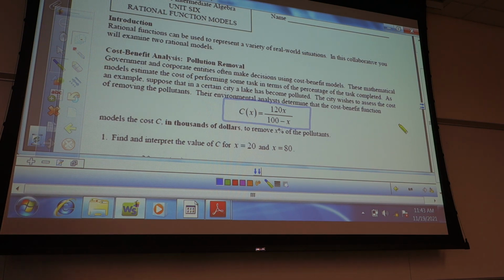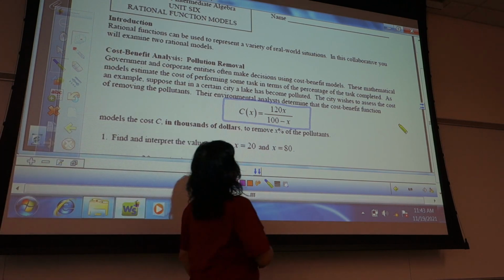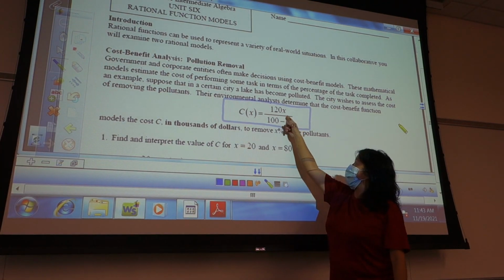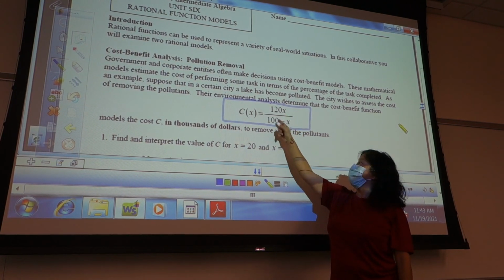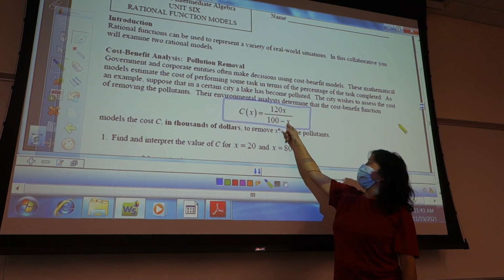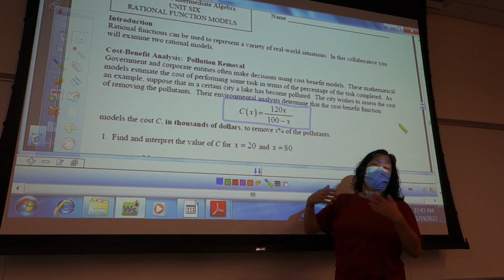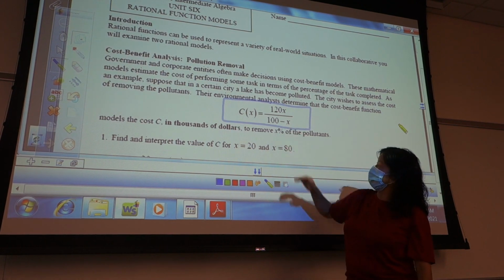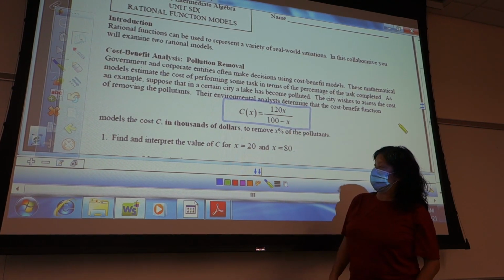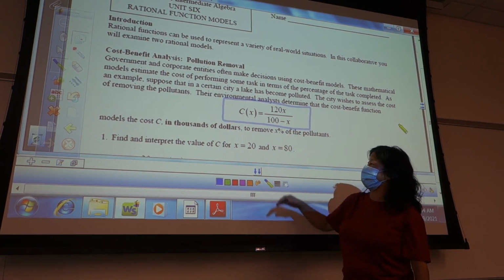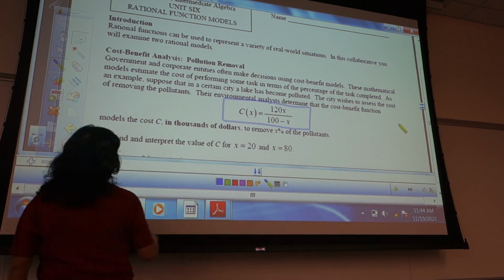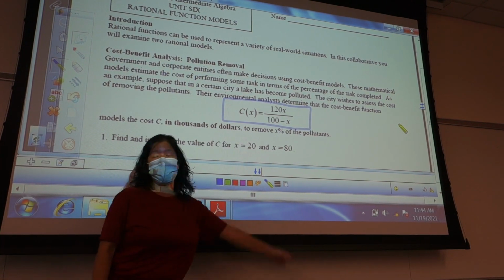Toxic. Okay, so removing the pollutants will cost a certain amount of money. Obviously, the larger the percentage you remove, the bigger your x becomes up top, and this number becomes larger. And the bigger the x becomes down here, the smaller the number you're dividing by, which makes that larger also. So, as we're going to see, this becomes quite large as your percentage becomes larger. So first, we're going to find and interpret the value of C for x is 20 and x is 80.